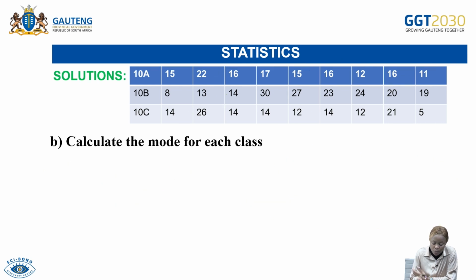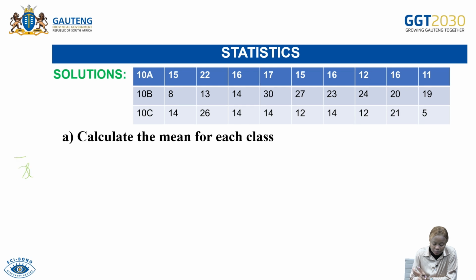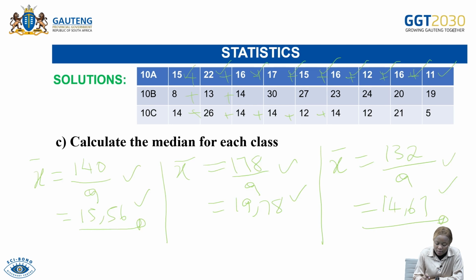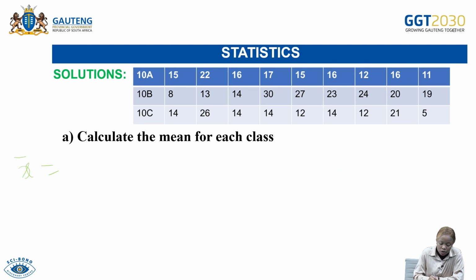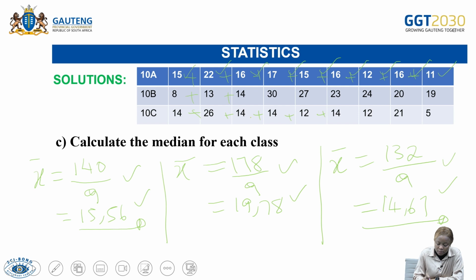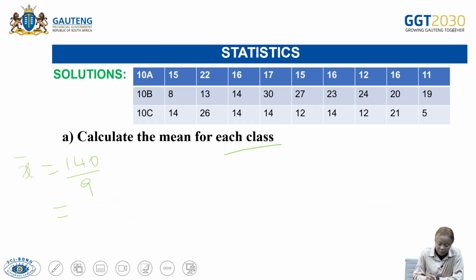Oh no, I made a mistake. This is for the mean, okay? So the mean, which is letter A, we got 140 divided by 9, and which was 15.57, and then it was 2 ticks.